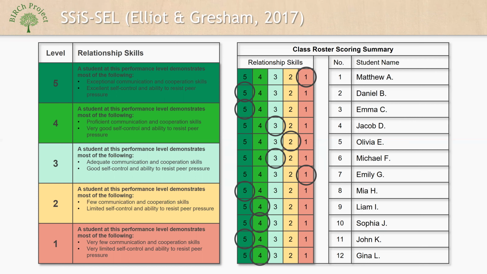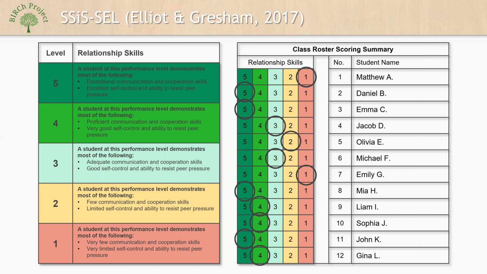Conversely, a student who's functioning at a high risk level or at a 1 level has very few communication and cooperation skills, and has very limited self-control and ability to resist peer pressure. For the sake of test security and to protect the copyright, I did not include all of the items on this particular domain. I've only included 2 indicators here. There are more indicators within each level in each domain. But I did this for the purposes of learning so that you can see an example of what some of those indicators are.